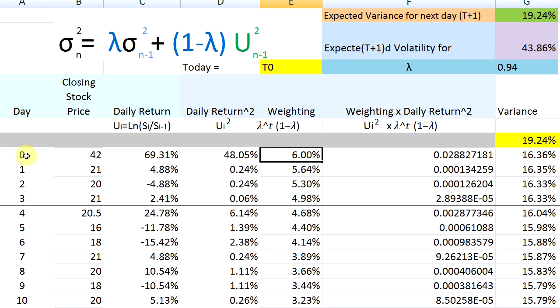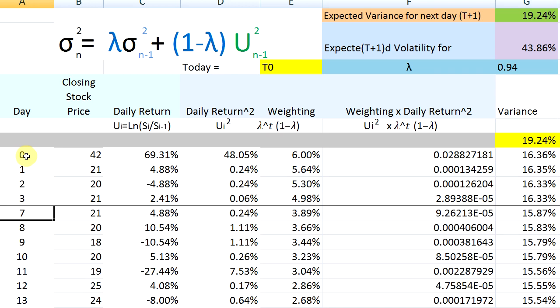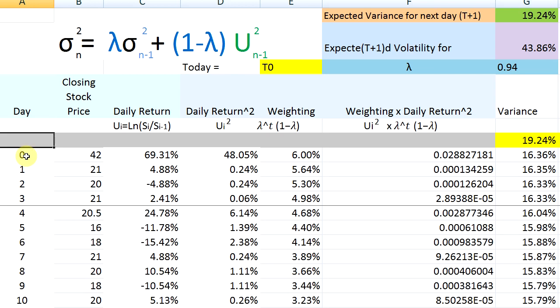Now here I've taken 250 days, so assuming we have 1 year's worth of stock prices, the days go from 0 up to 250, and then we have closing stock prices for every day. Remember, we are at the end of T0, the end of today, and we want to estimate the volatility for tomorrow. We take the daily log returns. That's the formula: simply the log of one day's price over yesterday's price.